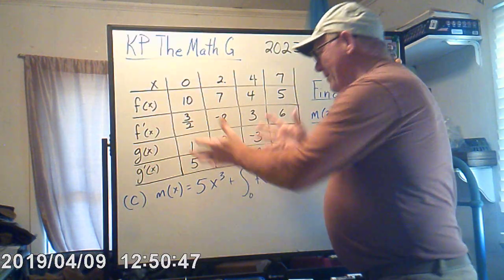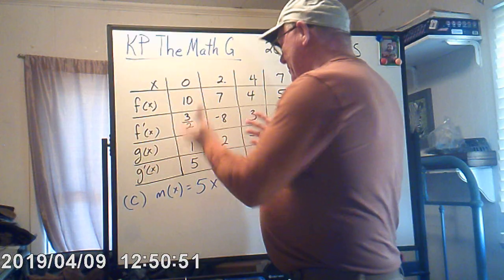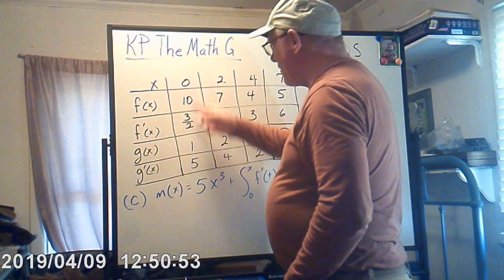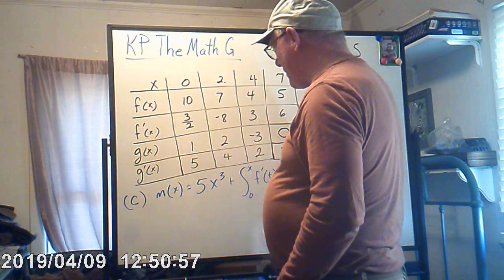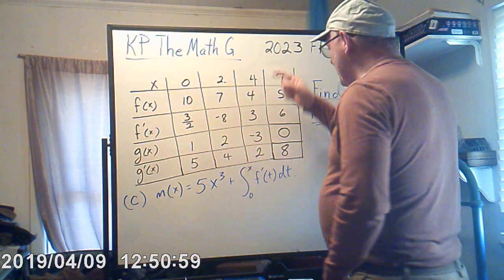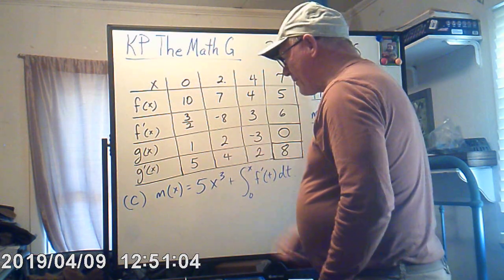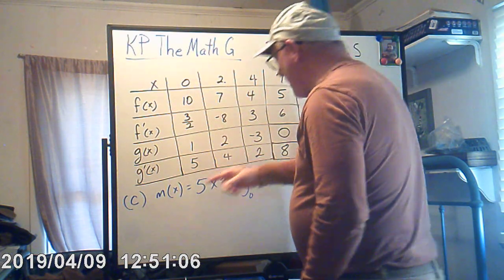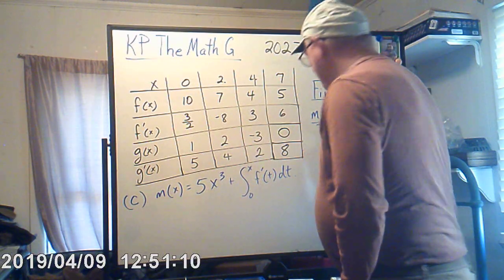So this is a function. These numbers here, F at 0, for example, is 10. F prime at 2 is -8. G at 2 is 2, and G prime at 2 is 4. And so on. Okay.